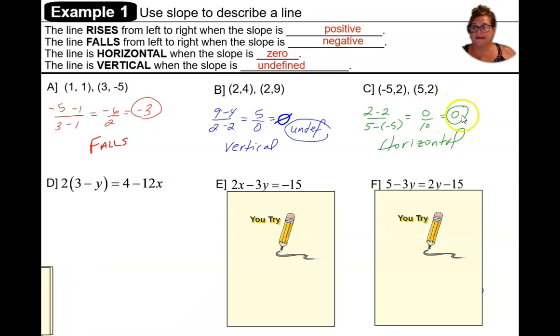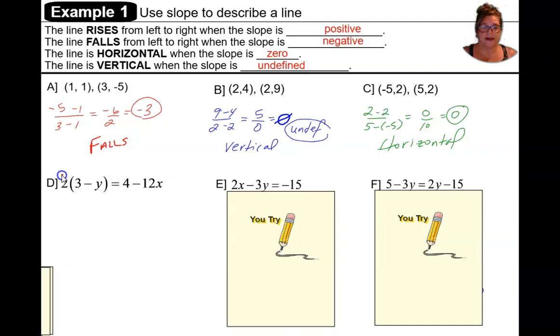0 divided by anything is 0. And since the slope is 0, this is a horizontal line. Now in example D, we have an equation in terms of x and y. We're going to put this equation into slope-intercept form so that we can identify the slope.